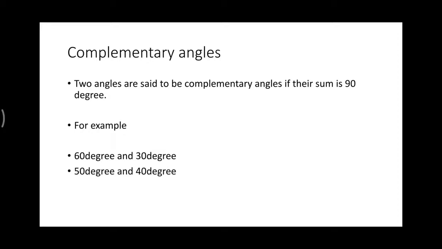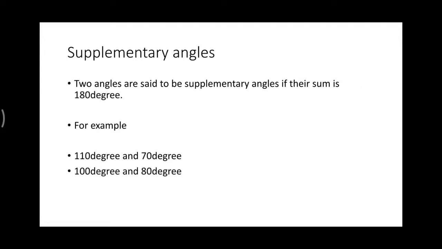So what are complementary angles? Two angles are said to be complementary angles if their sum is 90 degrees. For example, 60 degrees and 30 degrees. If the sum of two angles is 90 degrees, then these angles are complementary angles. Its examples are 60 degrees and 30 degrees, like 60 plus 30 is 90 degrees. So 60 degrees and 30 degrees are complementary angles, same as 50 degrees and 40 degrees. Both 50 plus 40 is 90 degrees, that's why they are complementary angles.